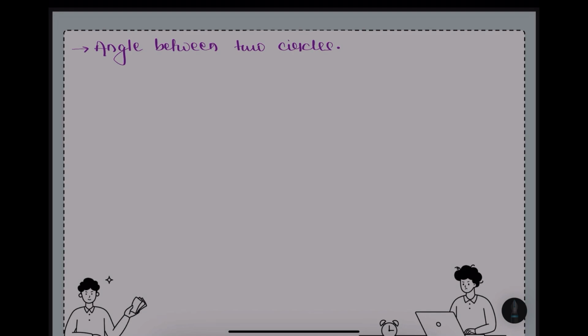So it means they are interested in finding the angle between tangents at their point of intersection. Okay, so there will be two circles which will intersect at a certain point.